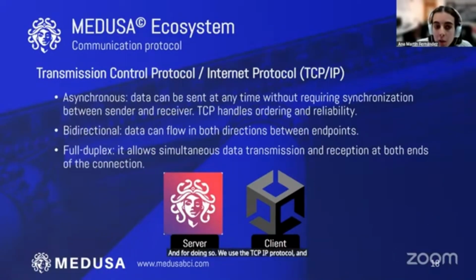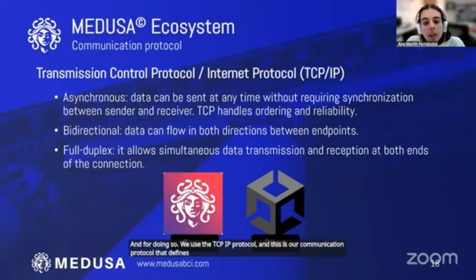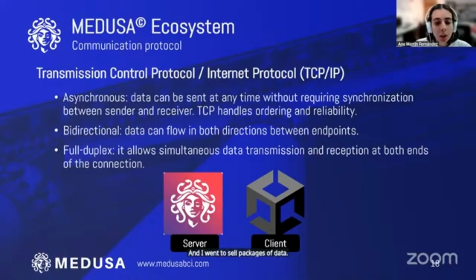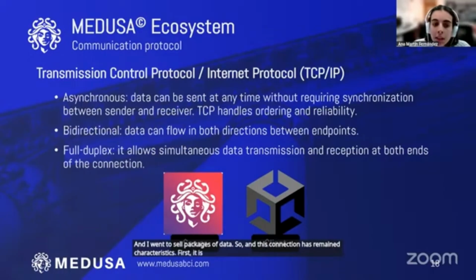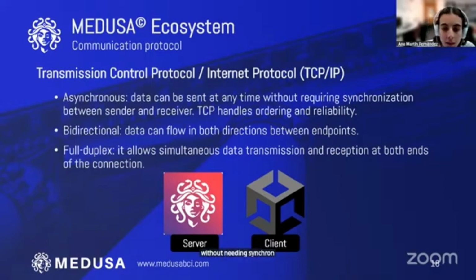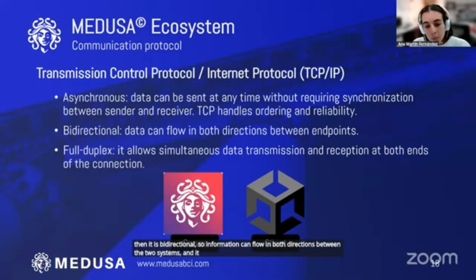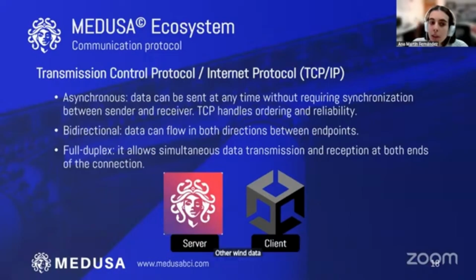This is a communication protocol that defines a set of standards to establish communication between different devices and allows them to share packages of data. This connection has three main characteristics. First, it is asynchronous, meaning that data can be sent at any time without needing synchronization between the sender and the receiver. Then it is bidirectional, so information can flow in both directions between the two systems, and it is full duplex, allowing data to be transmitted and received simultaneously at any time on both sides.